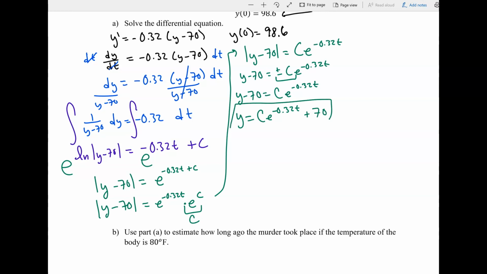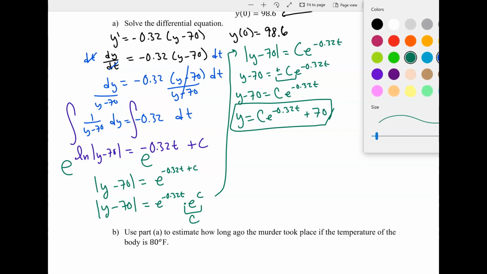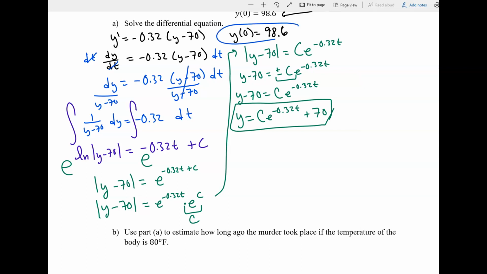Okay, so we finally have our general solution of this differential equation. And now what we want to be able to do is solve for this value of c. And the way that we solve for the value of c is simply by using this initial condition. So remember that y of t is equal to c e to the negative 0.32 t plus 70. So now we're going to plug in 0 for t, c e to the negative 0.32 times 0 plus 70.